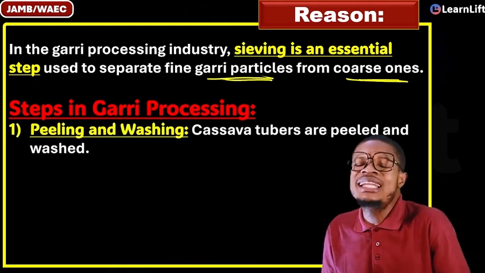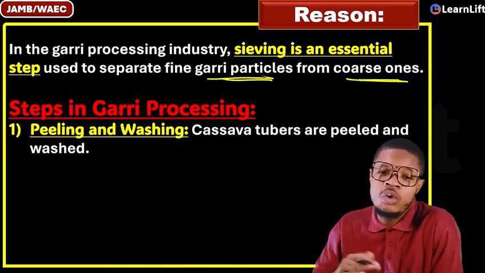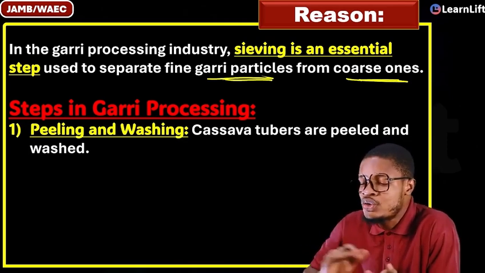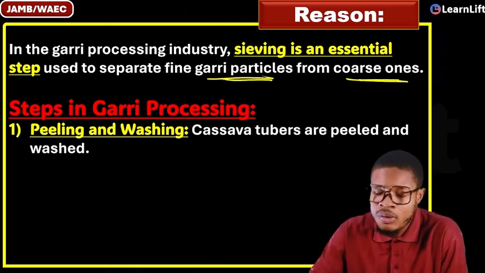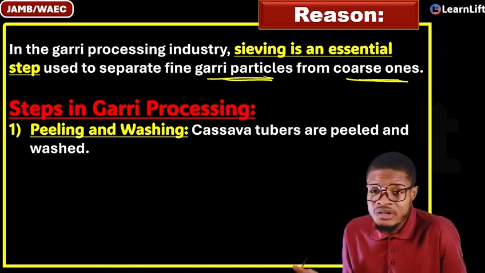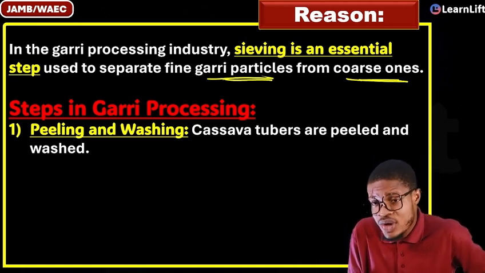Number 1 is called peeling and washing. When you carry your cassava, you need to what? Peel them. That cassava tuber, you need to peel them. After you have undergone peeling, what will you do? You wash them. Those of you that grew up in the village and have seen how those things are done, you know exactly what I'm saying.